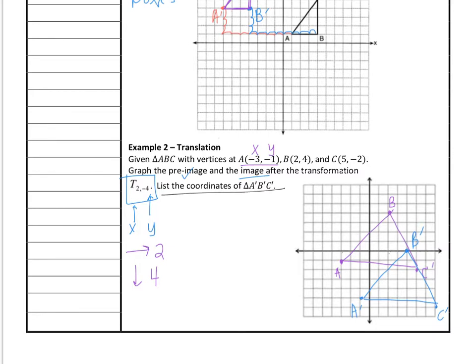And then the last step here says list the coordinates of triangle A prime, B prime, C prime. So all that means is state where they are located. A prime, B prime, C prime. Remember that we always go X and then Y. So for A, it looks like we went left 1 and then down 1, 2, 3, 4, 5. So left is -1. And then we went down 5, so -5. And this is counting from the origin, the center, 0, 0.